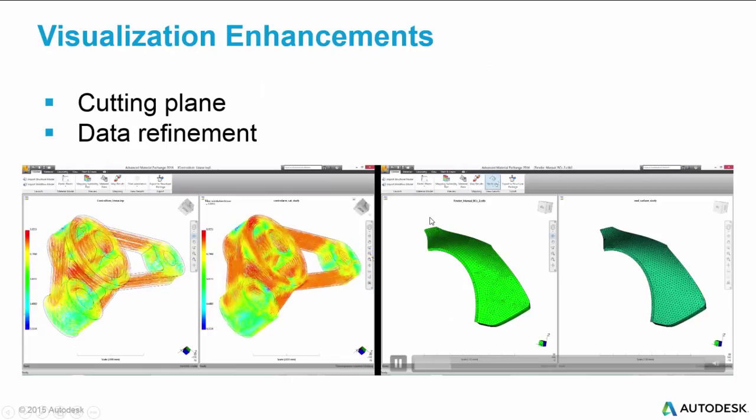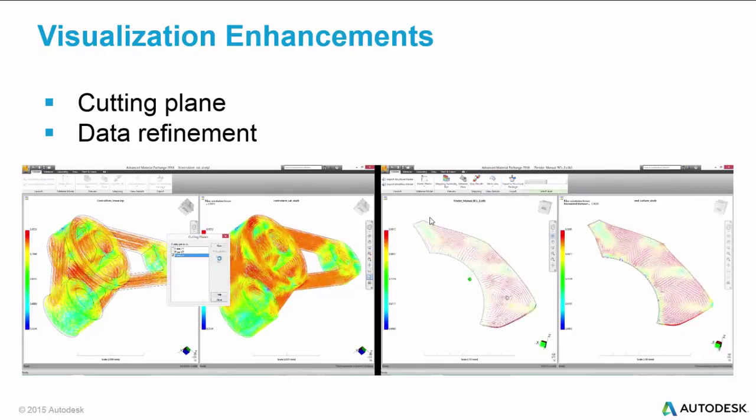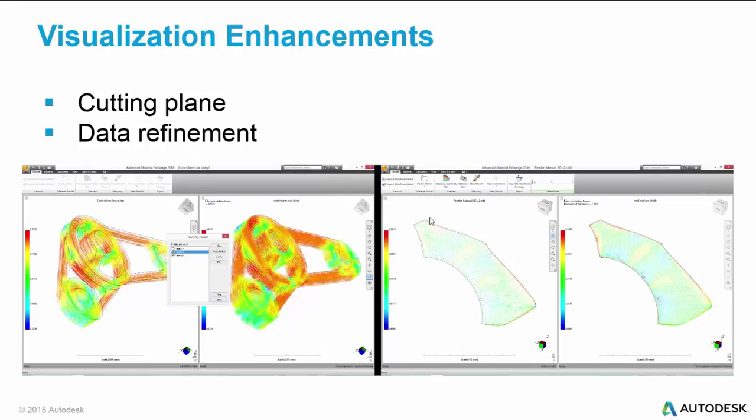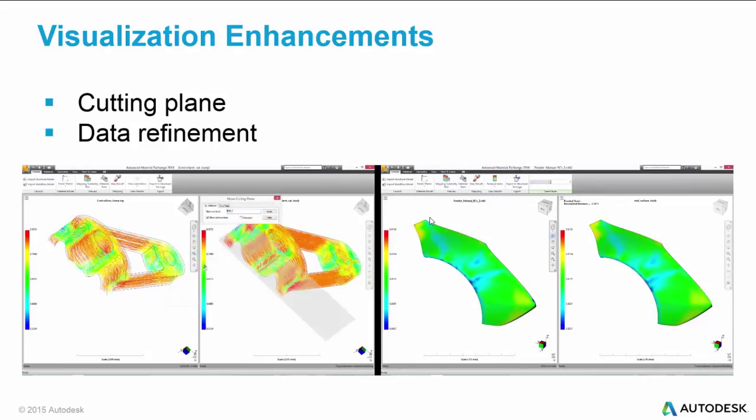All right, so we've also added some visualization enhancements to Advanced Material Exchange, notably cutting planes and data refinements. So I have a shell model on the right side of the screen, and I have a solid model on the left side of the screen. I'm putting a cutting plane on the right side, or the left side of the screen, sorry. And I'm going to interactively move this cutting plane. And so whenever we move the cutting plane, we can see what's going on through the thickness.